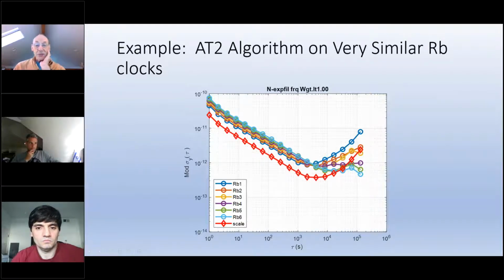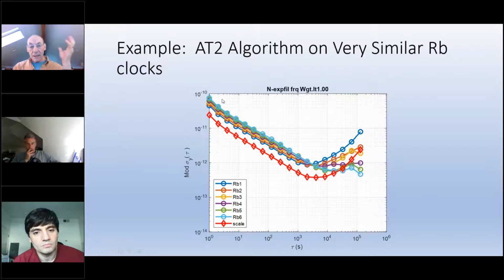These are data I generated in a computer. These are not measurements. I took the performance of typical rubidium clocks, and in short term, they average down as white frequency noise. In long term, they walk up as a random walk in frequency. And these are very similar clocks.